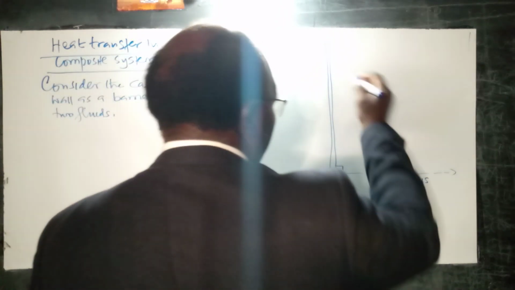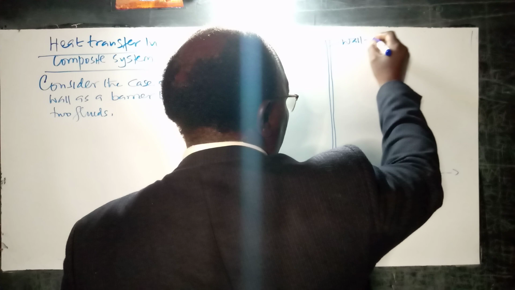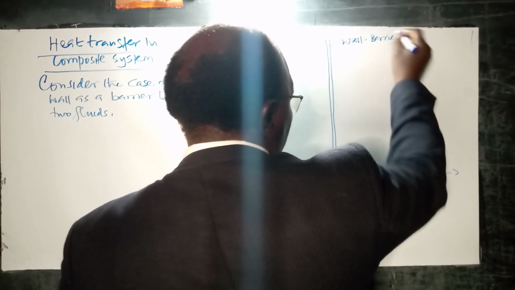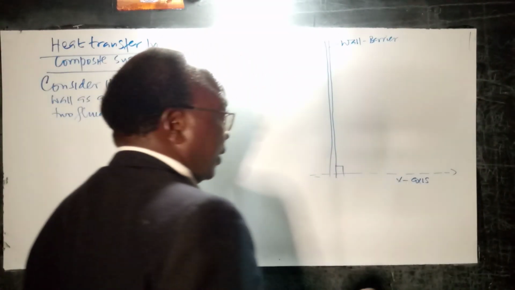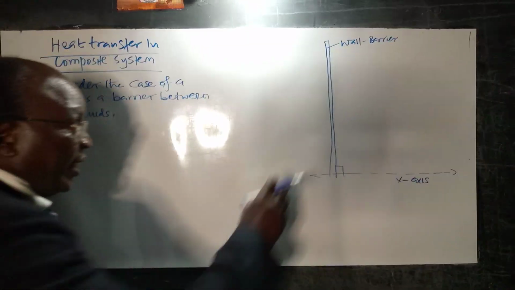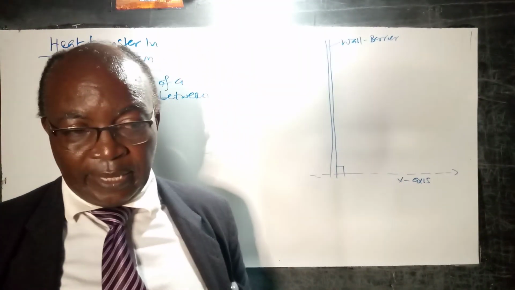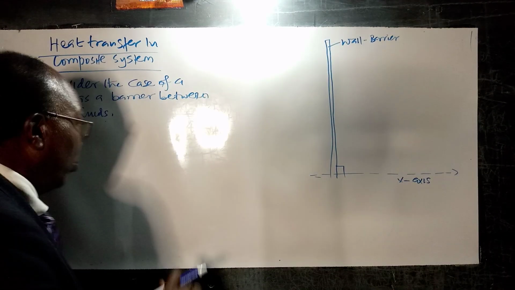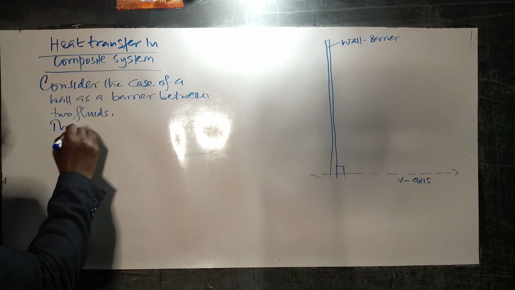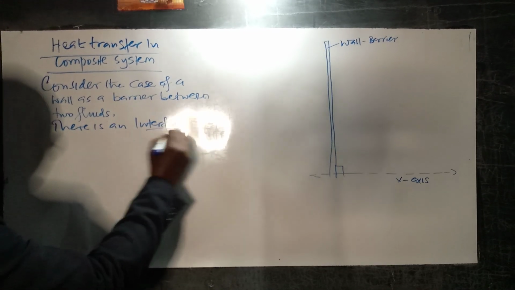And let's say we have fluid this side, the wall is a barrier, and then we have our fluid on the other side. Now, we've got to think of several things. That means, one, there's an interface between the fluid and the wall, between the fluid and the wall.